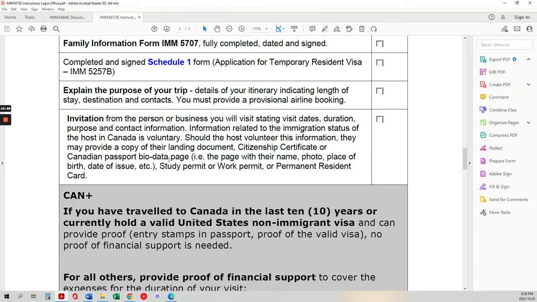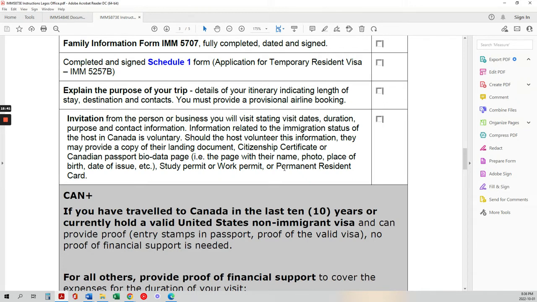Okay, should the host volunteer this information, they may provide a copy of their landing documents, their citizenship certificate, or Canadian passport biodata page. Now, definitely you're going to do this with someone that definitely wants you to come and visit. It is very, very beneficial for you to have that attached with the letter. Okay, the page with their name, photo, place of birth, date of issue, etc. That is the biodata page. It's the first or second page in your passport. The study permit or work permit or permanent resident card. Any of those are eligible to write you an invitation.